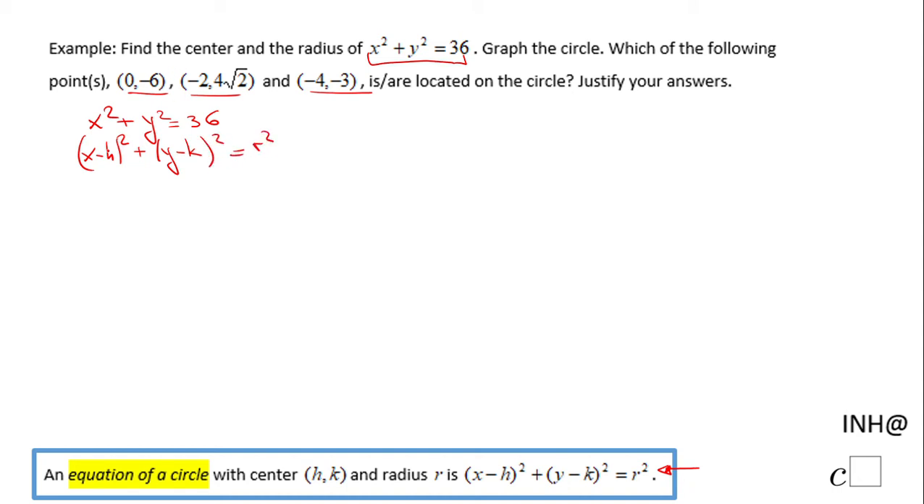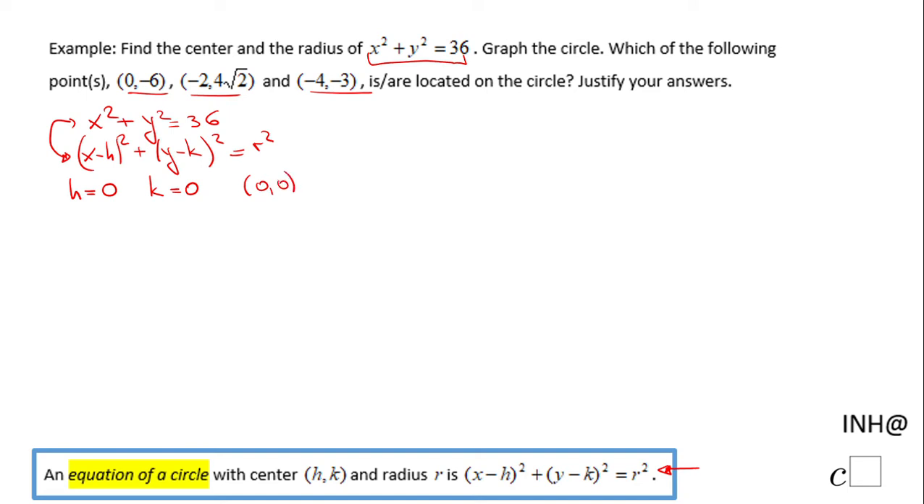So basically now we're going to match these two equations, and we notice we have just x squared, which means h in our case will be 0, right? Because x squared is (x minus 0) squared. The same about the k, so k will be 0. So the center will be (0, 0).